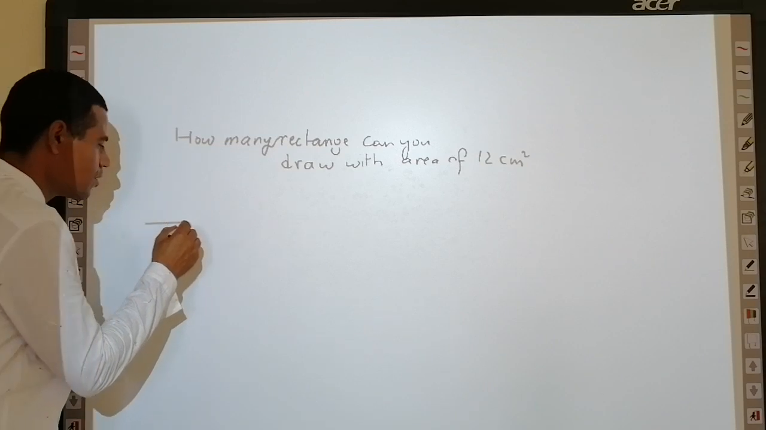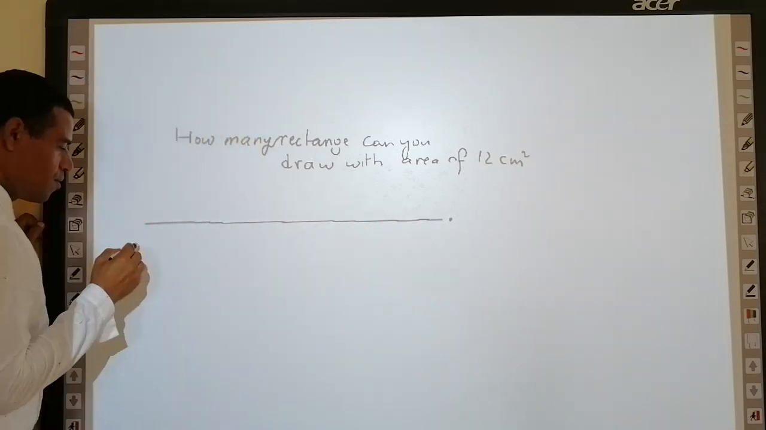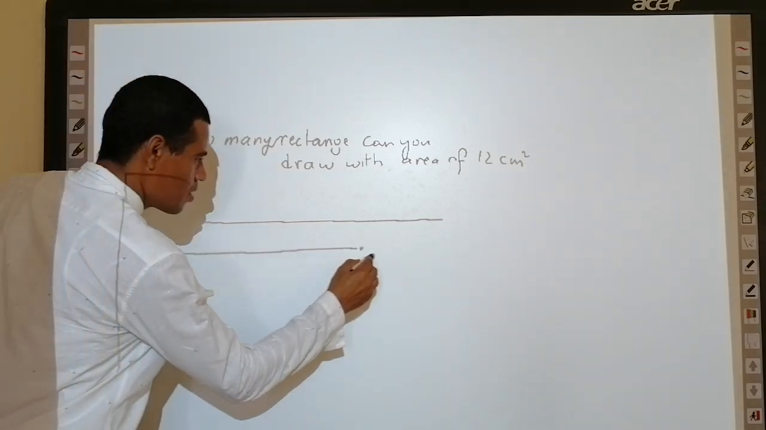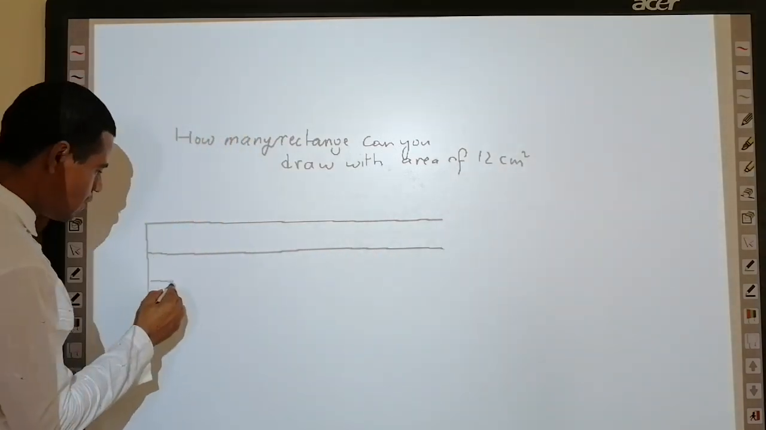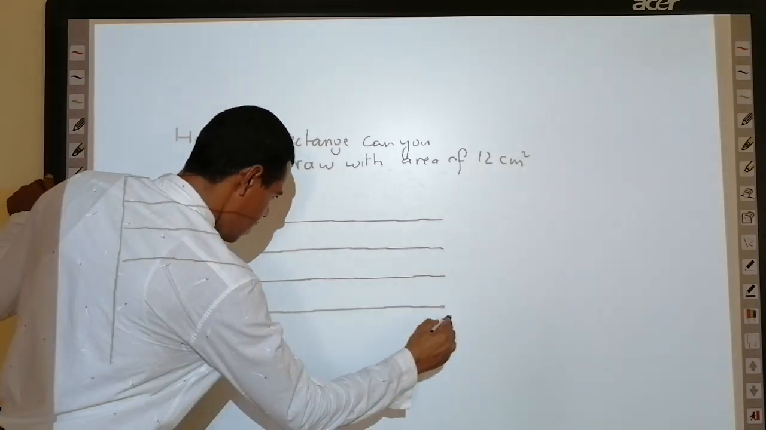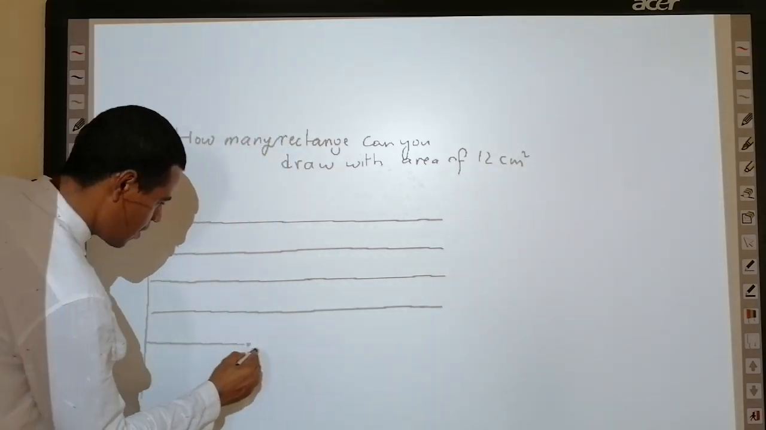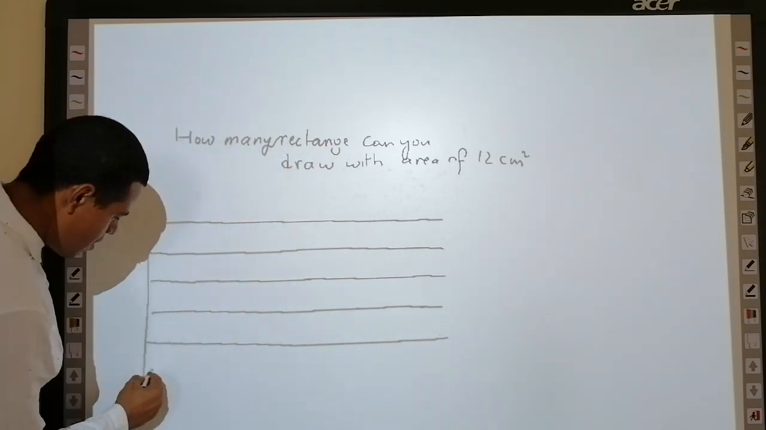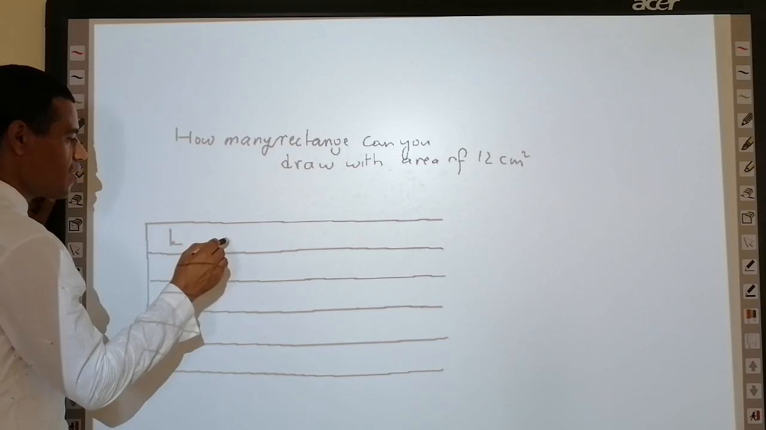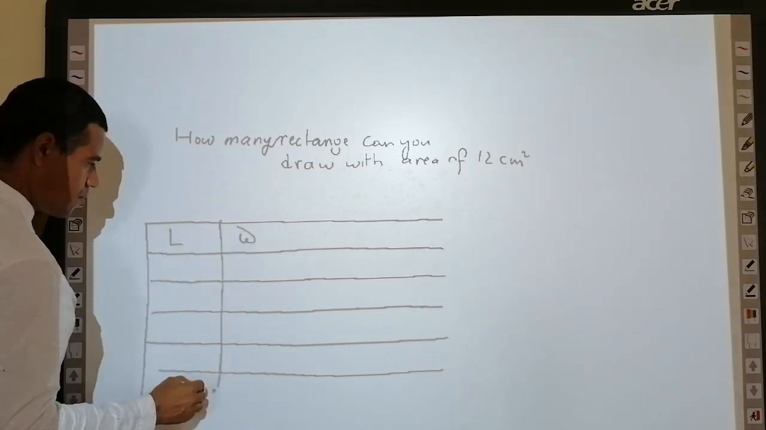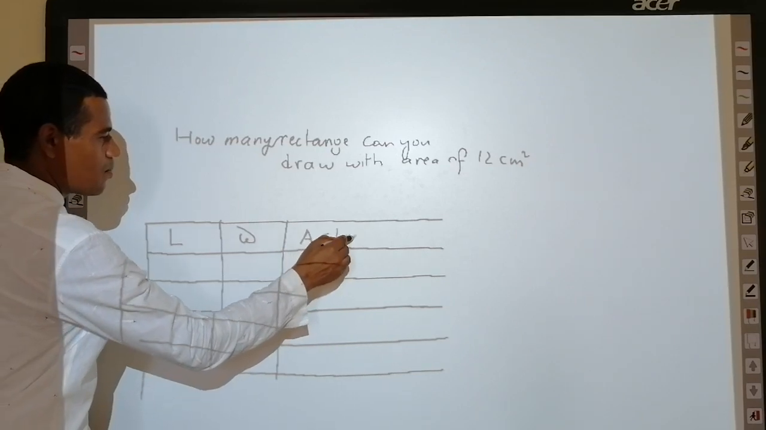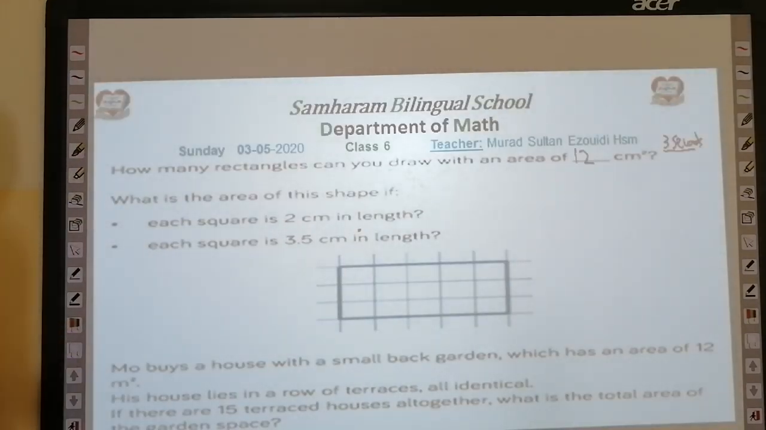Look, I will draw my table. This is shape 1, this is shape 2, this is shape 3, each of which will have a length and width, and so on. So this is the length, this is the width, and this is the area. The area is length multiplied by width.